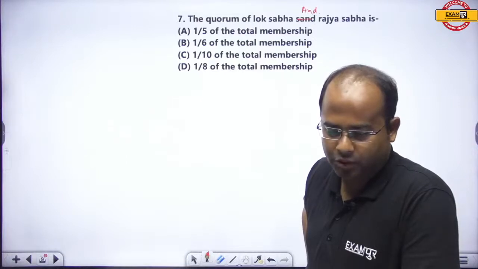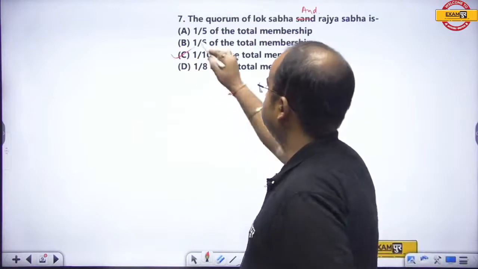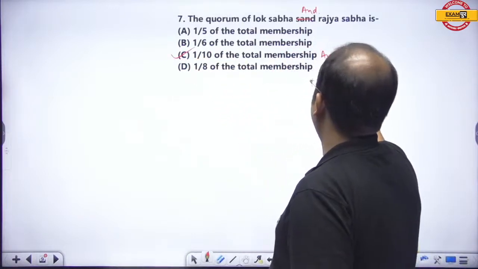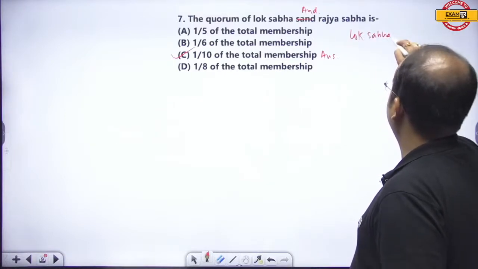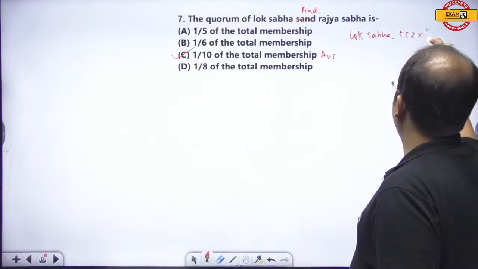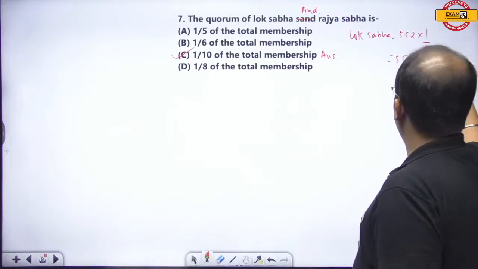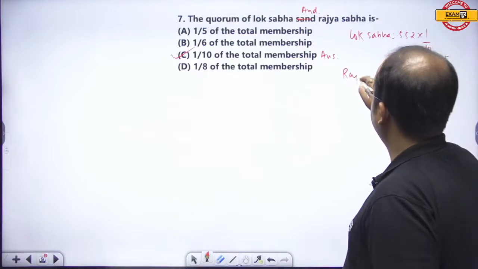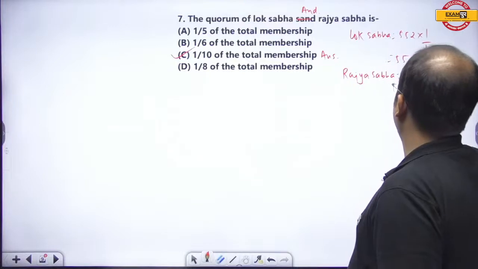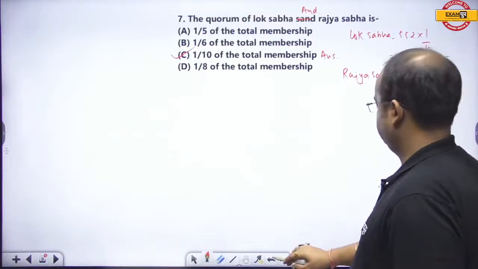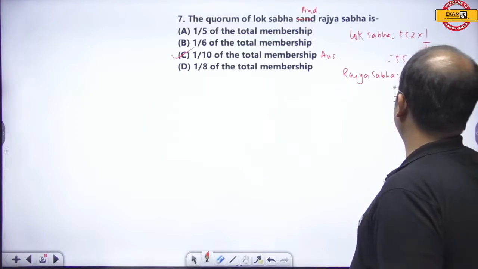Okay, Vijay is going with option C. Sarvani is option C. Yes, guys, the correct answer is option C, that is 1/10 of the total membership. That is for Lok Sabha: 552 divided by 10 is 55.2, which is 55. And for Rajya Sabha, 250 divided by 10 is 25.